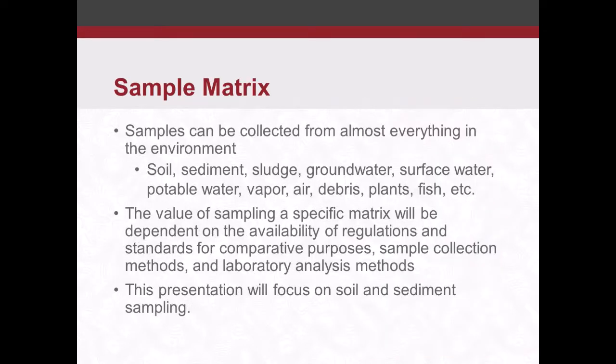So on sample matrix, what we mean by sample matrix is the media that you're sampling, whether it be, as we're talking here in today's presentation, soil, sediment material, but it could also be groundwater, surface water, potable water source. Practically anything could be sampled. Sometimes you might see like the Hudson River, where there's some concern with the PCB contamination. They did a whole extensive sampling of sediment, water, soil, plants, fish, and all that, just because of the magnitude of that widespread contamination.